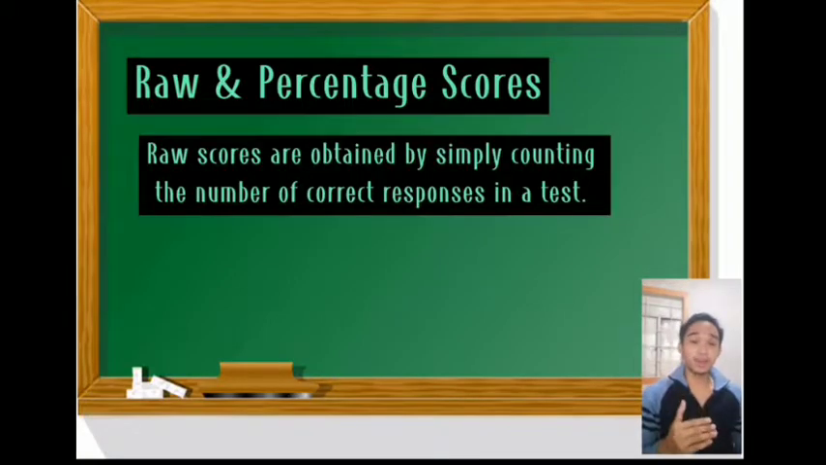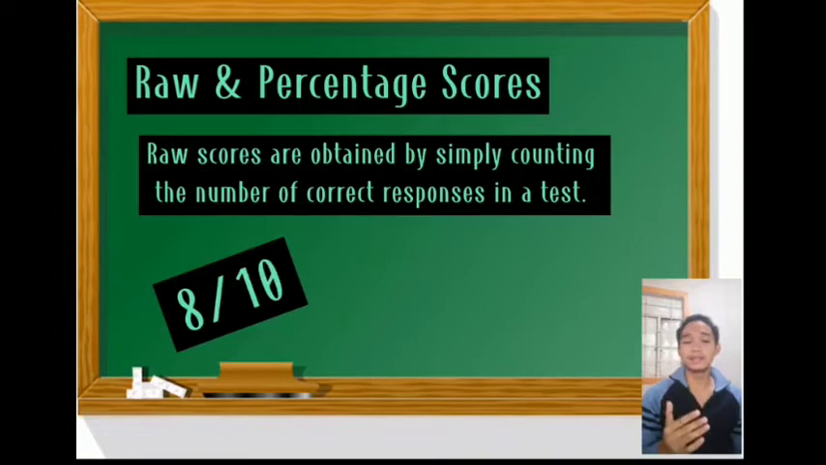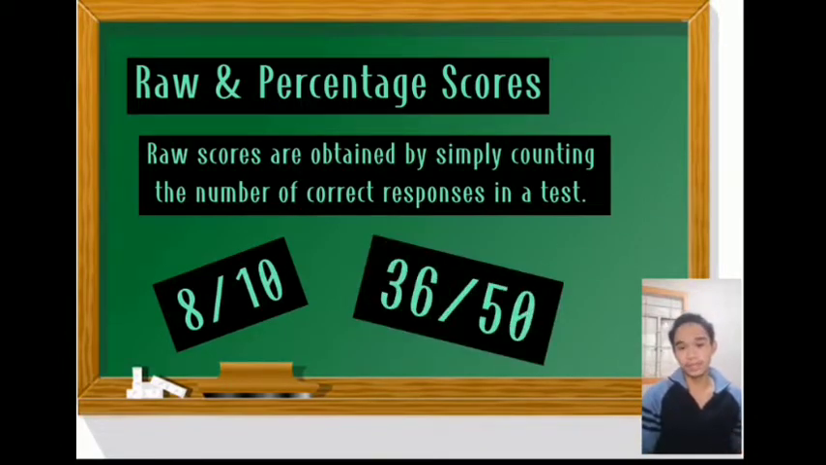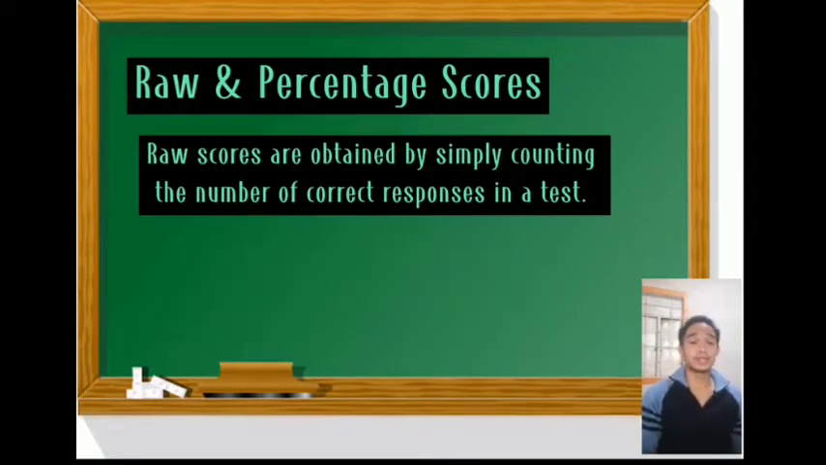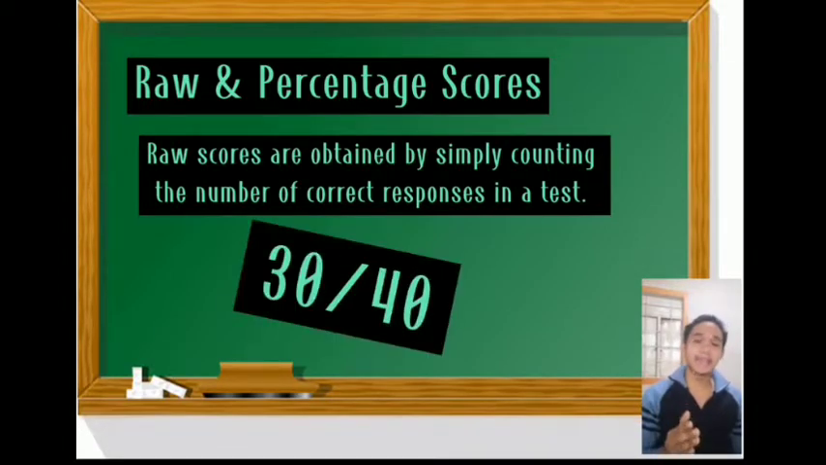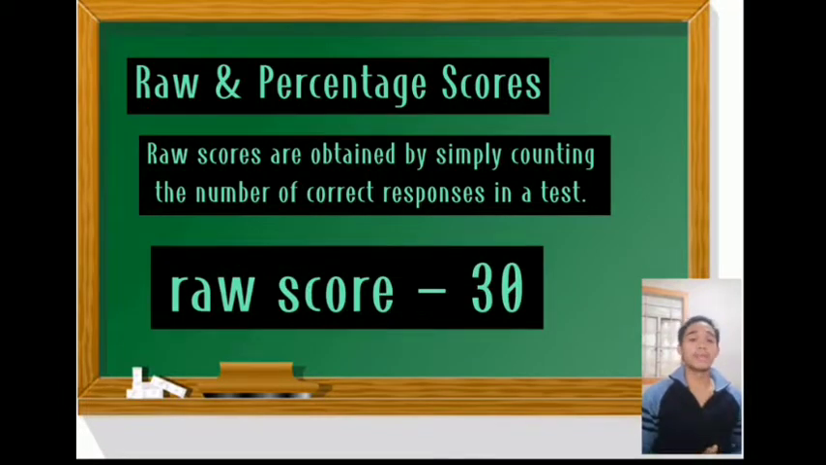So now let's define what a raw score is. To put it simply, raw scores are the total number of correct responses in a test. For example, 8 over 10 or 36 over 50. Another example is you took a math test and got 30 out of 40 items correctly. Now, obviously, your raw score would be 30.